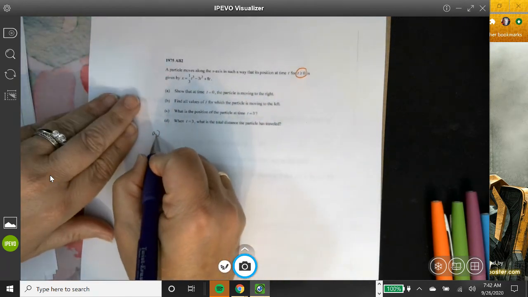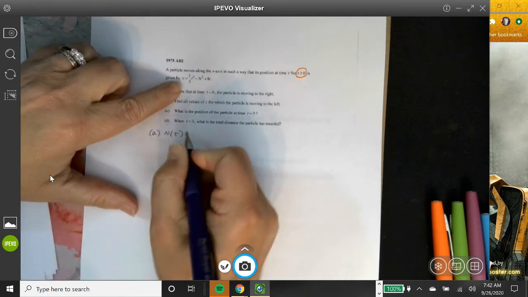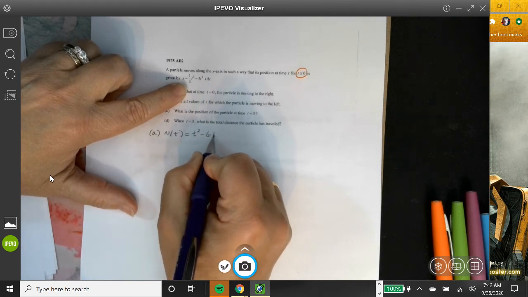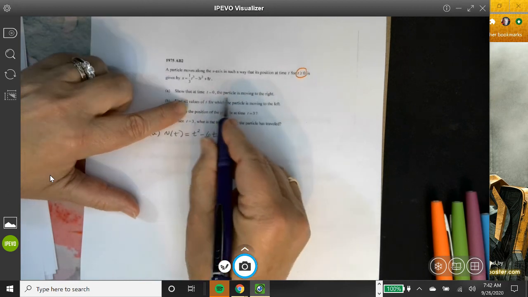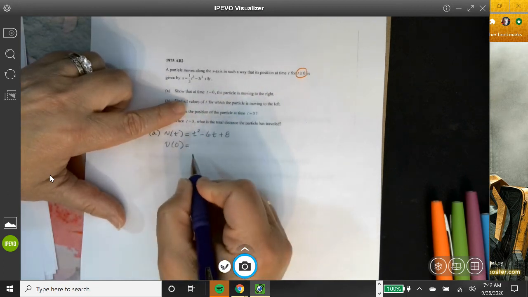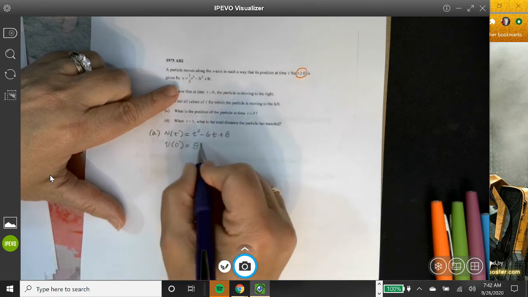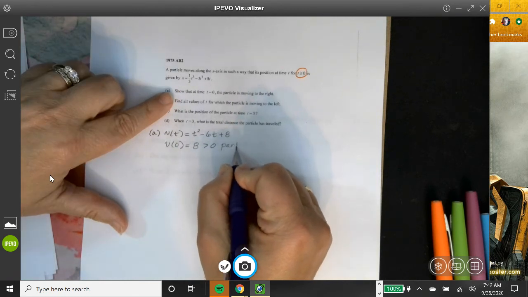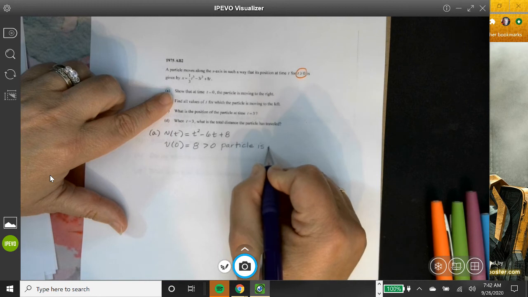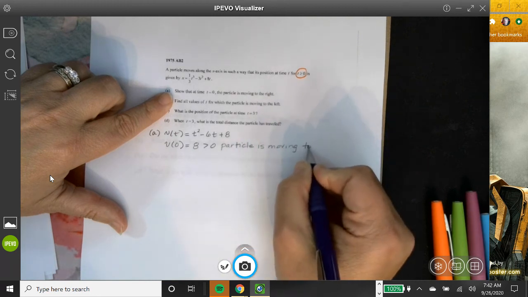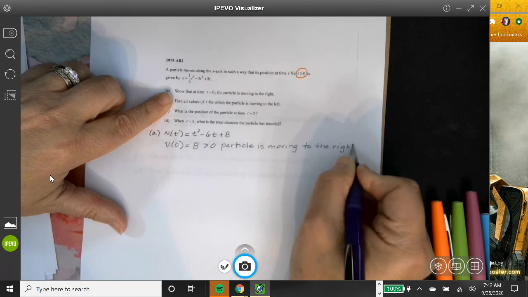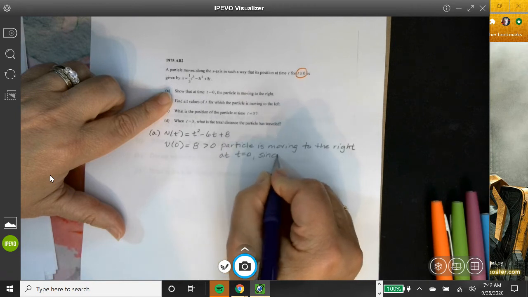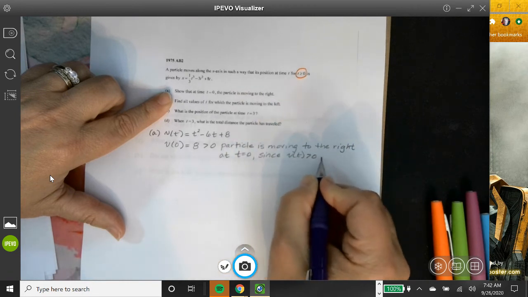So for part A, I need to find v of t. So let's find v of t. That's going to be the derivative using the power rule. So it'll be t squared minus 6t plus 8. And I want the velocity at 0. Well, that wipes everything out except the 8. And since this is greater than 0, the particle is moving to the right at t equals 0, since v of t is greater than 0.